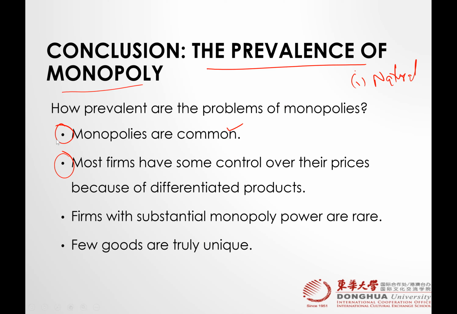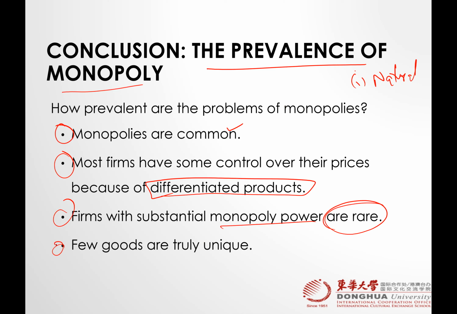Most firms have some control over their prices because of differentiated products. Many firms are selling differentiated products, so they have control over price, so they are also becoming a little bit more monopolistic. Firms with substantial monopoly power are rare, for example nuclear enrichment companies. All other types of monopolies have some kind of competition, right?